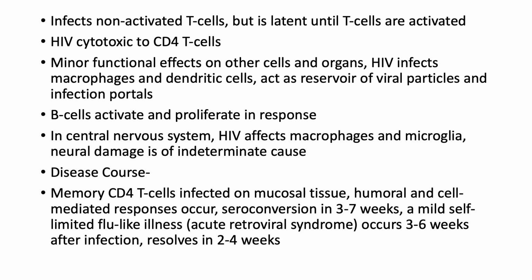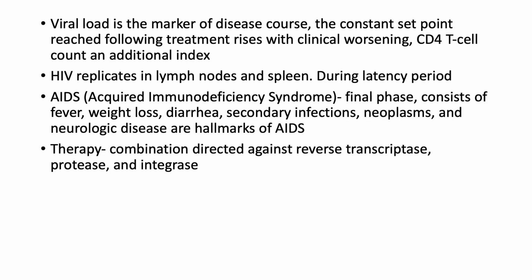In the disease course, memory CD4 T cells are infected in mucosal tissue. Humoral and cell-mediated responses occur. There is seroconversion in 3 to 7 weeks. A mild, self-limited flu-like illness called acute retroviral syndrome occurs 3 to 6 weeks after infection, and it resolves in 2 to 4 weeks. Viral load is a marker of the disease course. A constant set point is reached following treatment. This rises with clinical worsening, and the CD4 T cell count is an additional index.